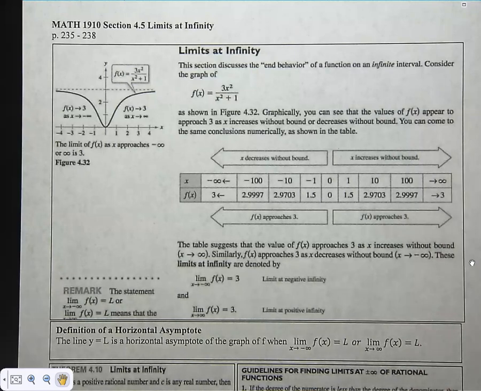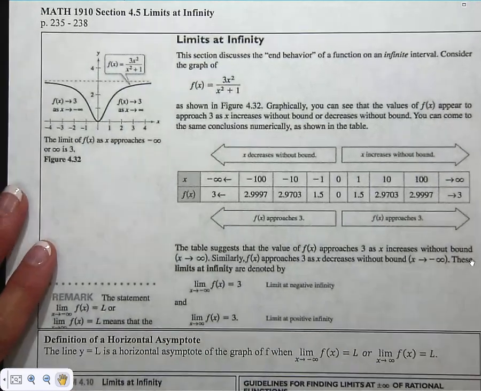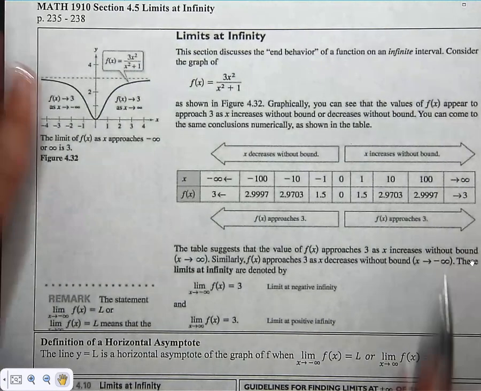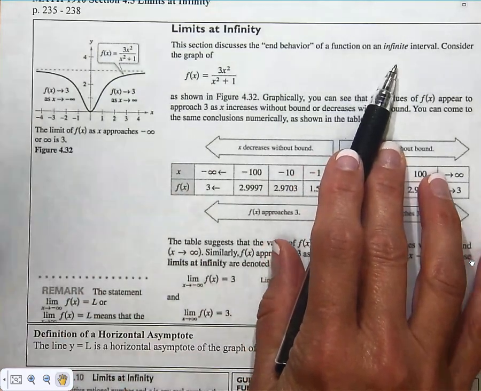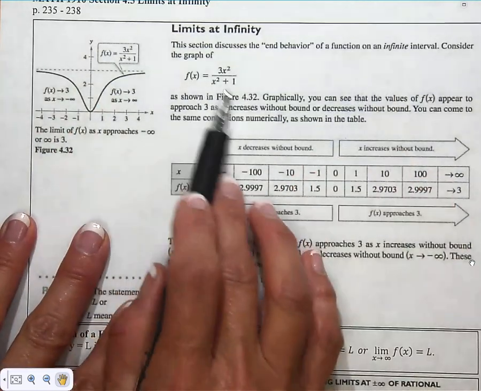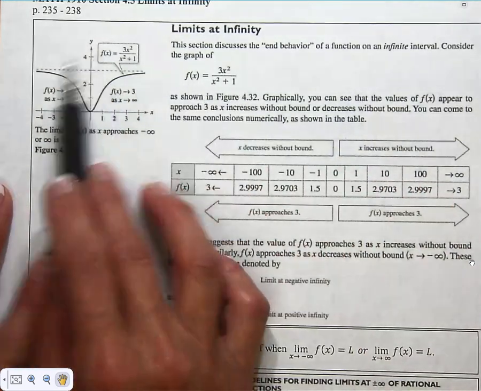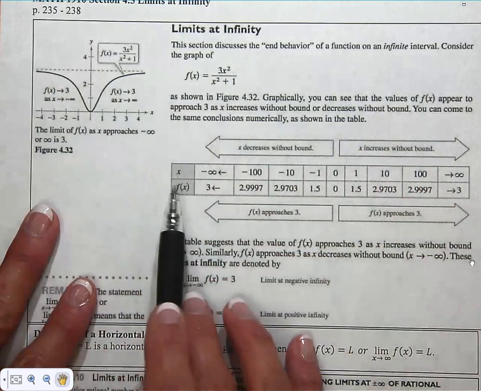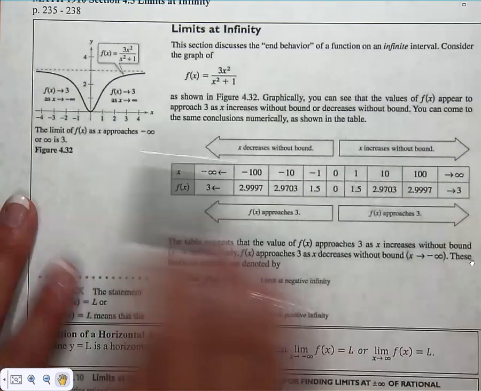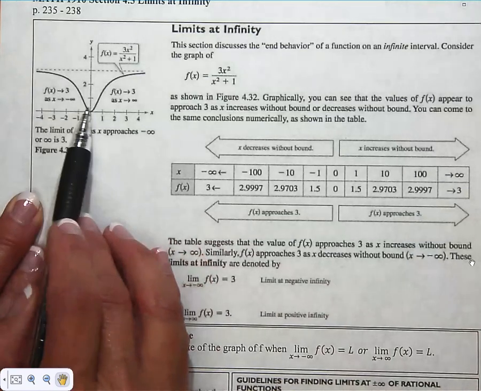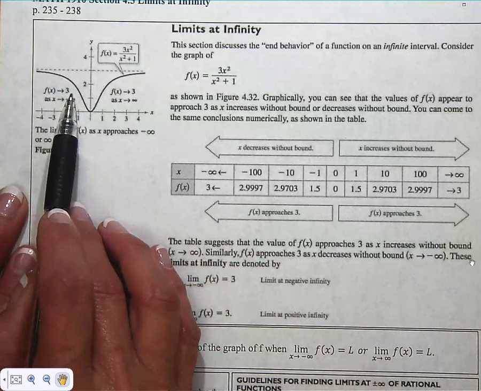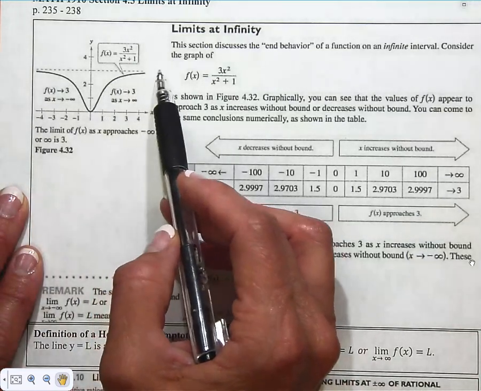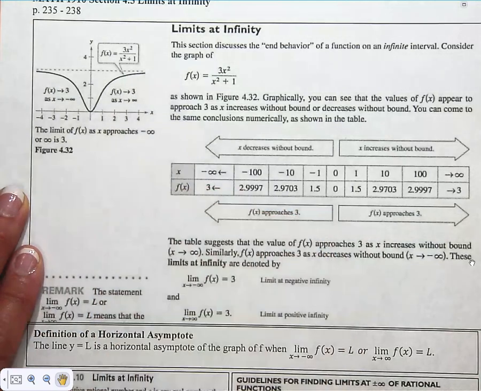So this page of notes, I just copied and pasted a few things from the book. Let's look at this first example. This section discusses the end behavior of a function on an infinite interval as x goes to negative infinity or positive infinity. For example, this function, as shown in this graph, you can look at an XY chart, or you can look at the graph and see that as x's get infinitely small, it appears that y's are getting close to 3. And also, as x's get infinitely big, it appears that y is approaching positive 3.